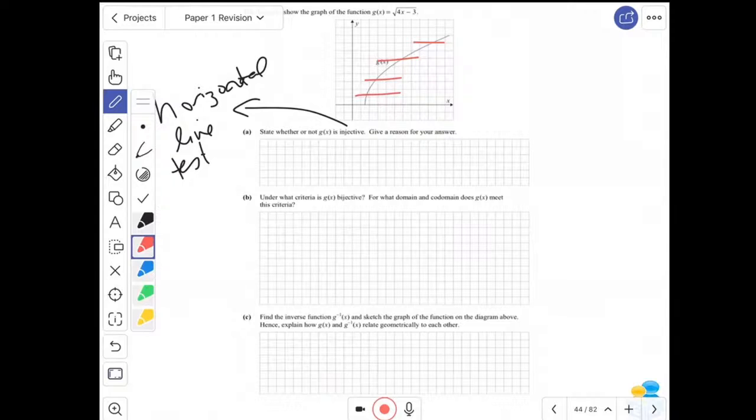Now, the vertical line test, as just a little side note, is how you prove that a function is a function. And if it only touches the vertical line once, then it's just a normal general function.